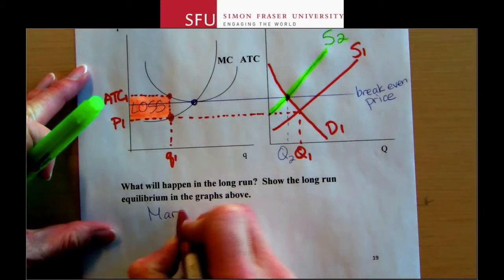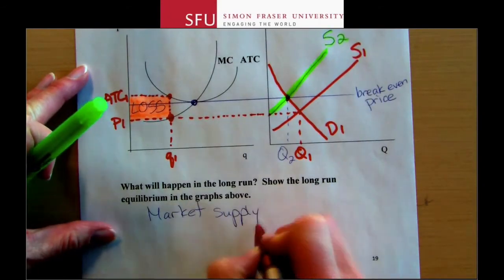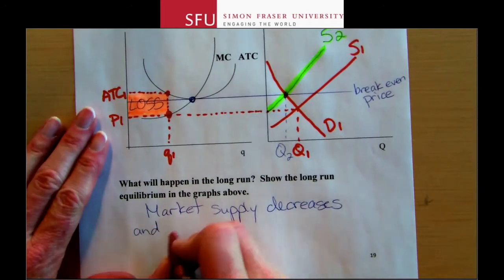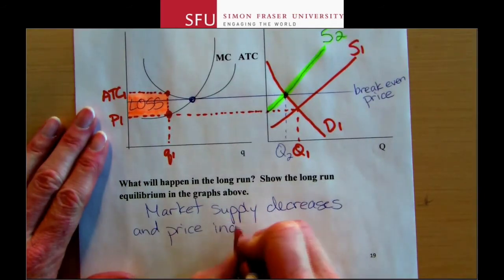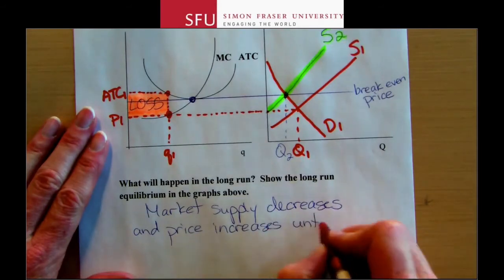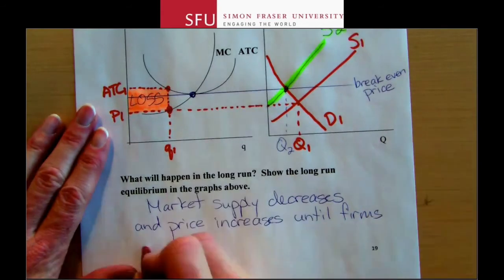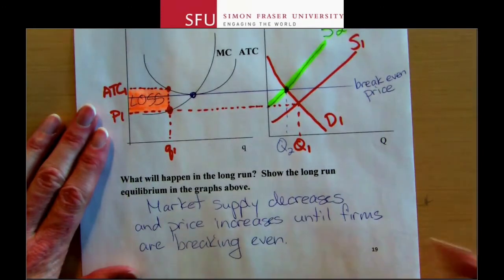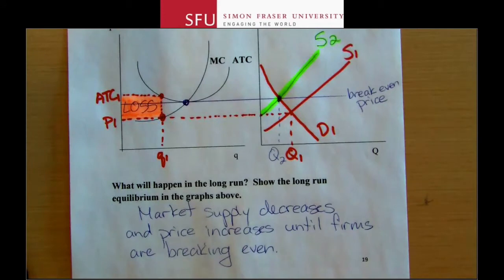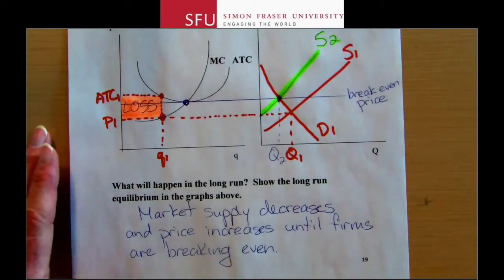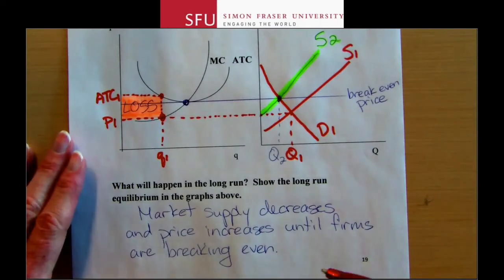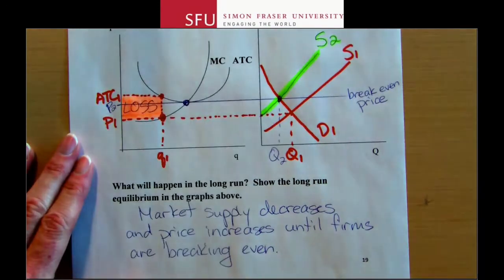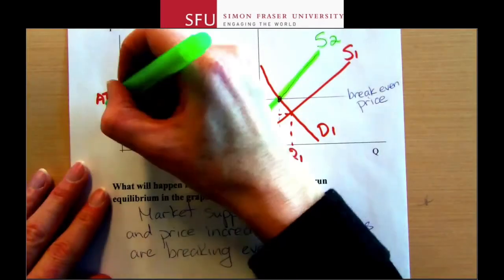I'll just make a note here. So market supply decreases. So I'll label the break-even price here. I'll just label it as P2. I'll put green on it.